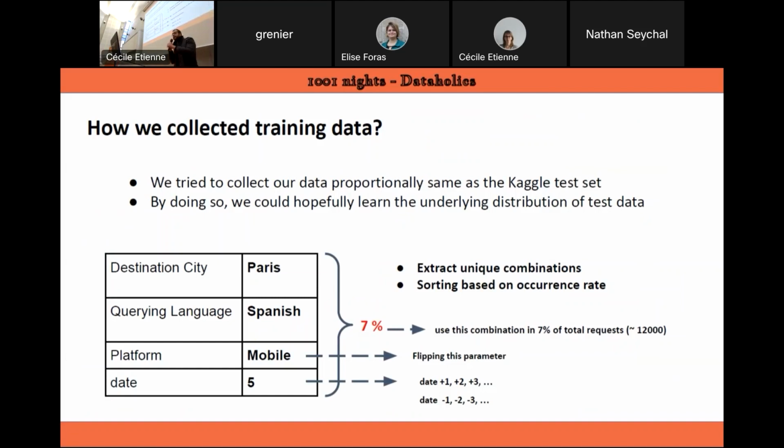So we will dedicate 7% of the total requests to this combination. But we want to get as near as possible to the target row of the Kaggle test set that we can. So what we do is flip the mobile parameter to the computer, or go one step behind or one step in front. I mean, the date plus 1 and the date minus 1 will get us much closer to the target row of the data that we want.